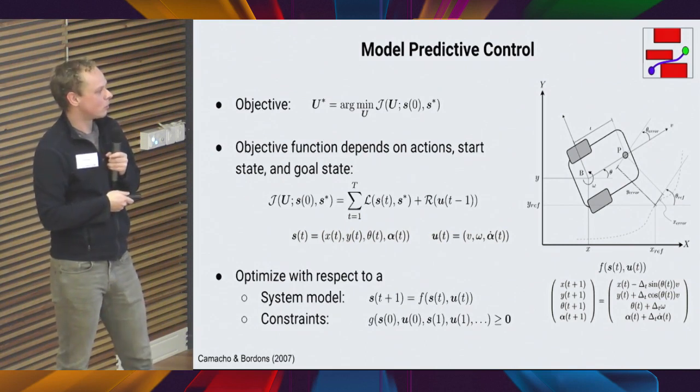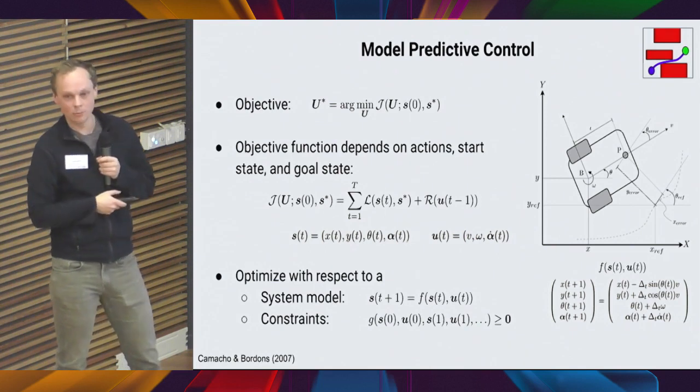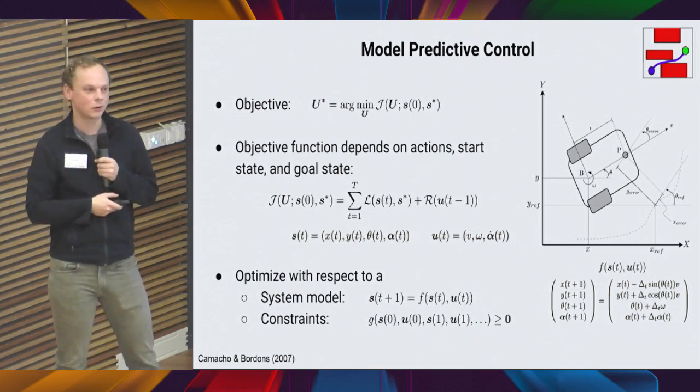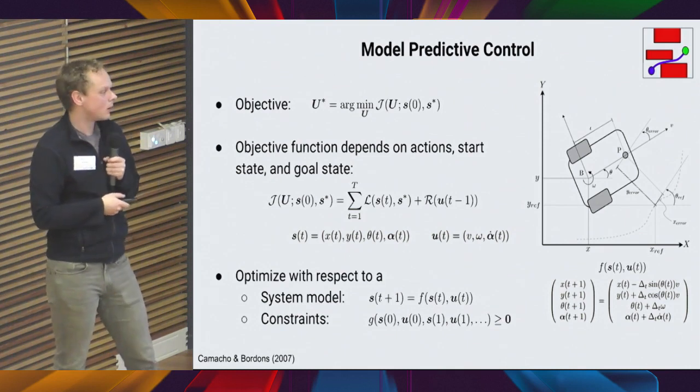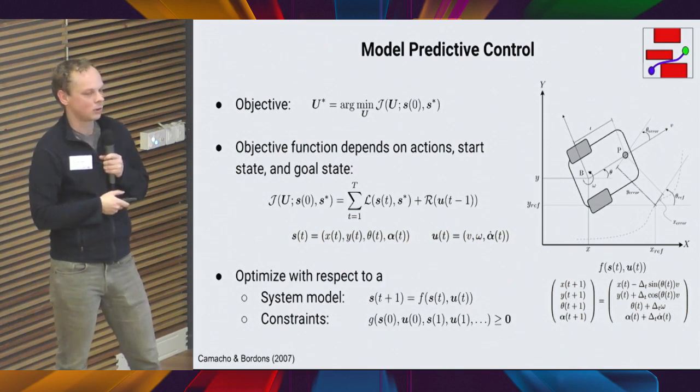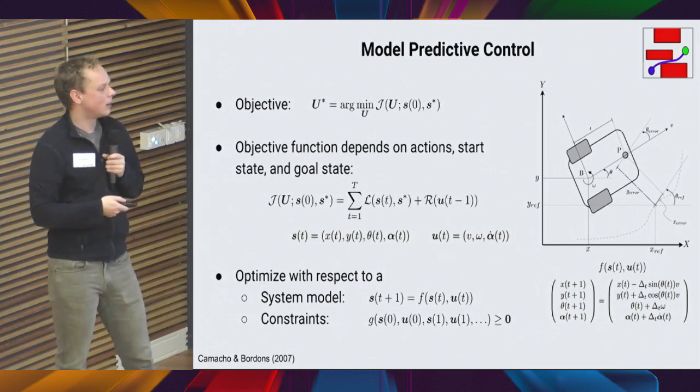For this, what is important is that we minimize this function by taking into account the system model. The system model describes how the robot reacts to an action, so how the next state depends on my current state and the action U. For us, this model is relatively simple, but it can be more elaborate. You can also add constraints, like for us, that we don't want to do actions that are too fast.